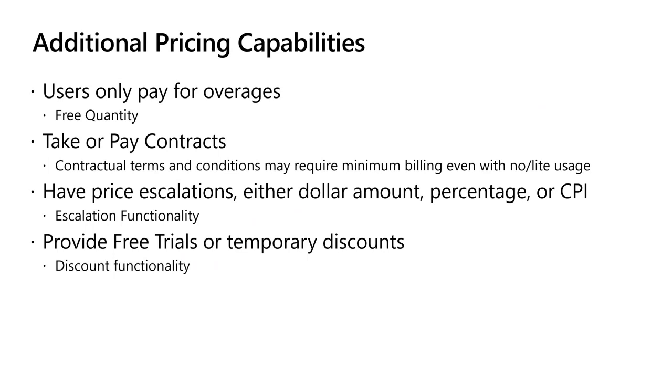So whether or not there's usage, the customer may still be billed, but if they go over a certain amount, they may be paying for excess over that amount. As well, they might have price escalations after a set period of time based on consumer price index, or it could be based on just a set percentage known at the time of the contract. And then very common in today's economy, it may be that subscriptions are entered into with a period of free trial at the front end of the contract. So we'll look at some of those things in the demos today.